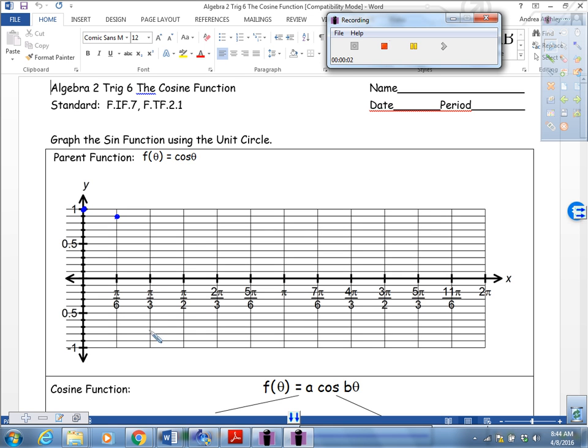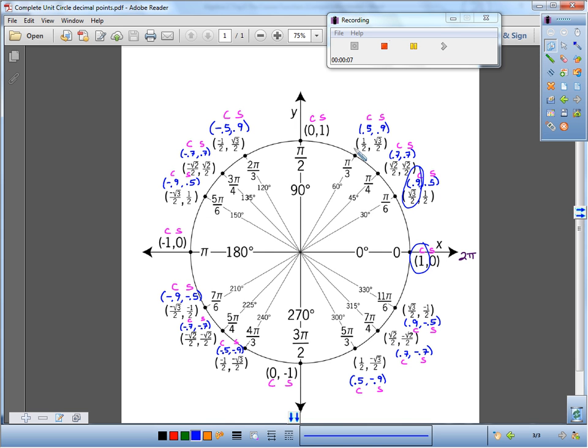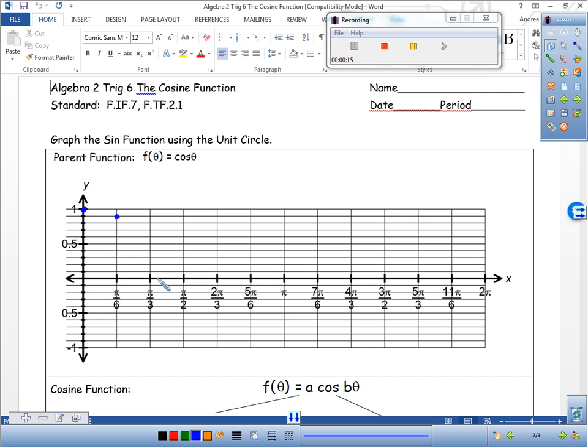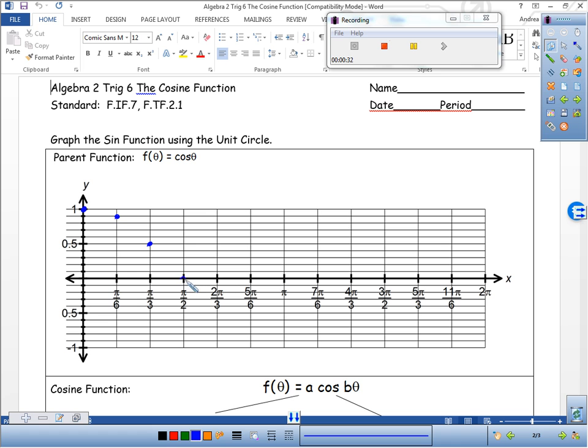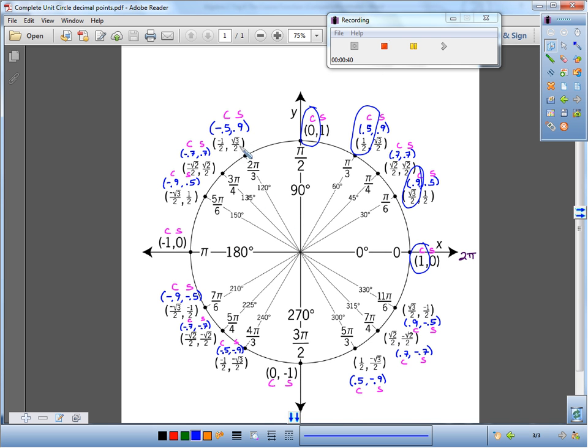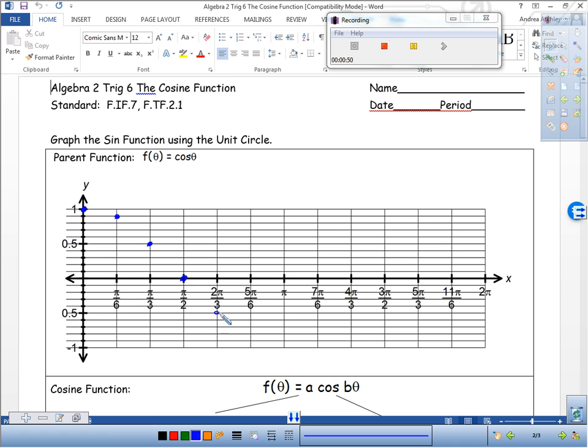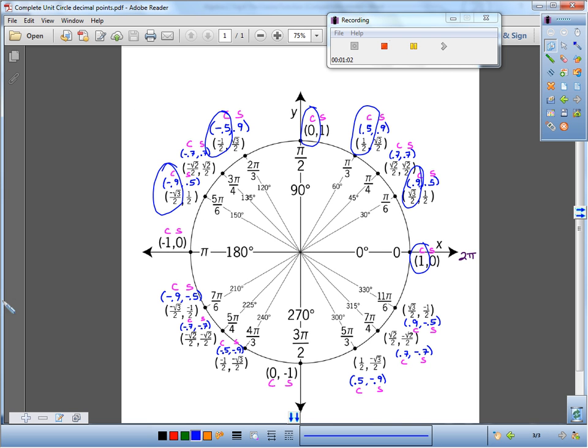Okay, then we're going to do pi over 3. We're going to see what the cosine is at pi over 3. At pi over 3, our cosine is 1/2, or 0.5. At pi over 2, our cosine is 0. At 3 pi over 2, our cosine is negative 0.5. At 5 pi over 6, oopsie, our cosine is negative 0.9.